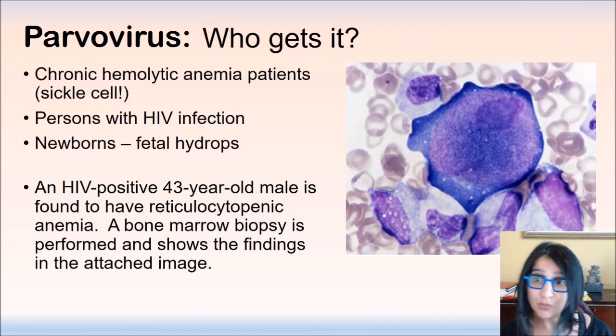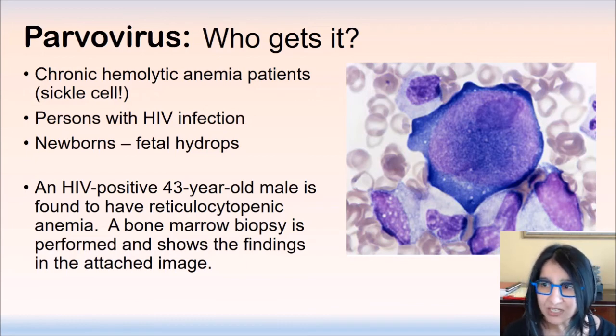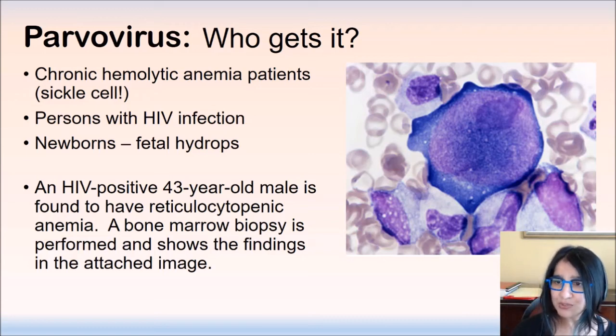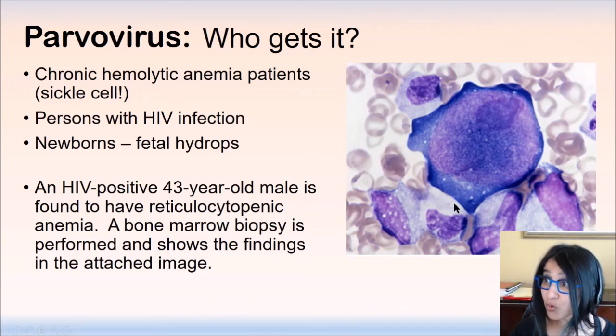So let's look at this question. An HIV positive 43-year-old man has reticulocytopenic anemia. A bone marrow biopsy is performed and shows what you see here, that characteristic parvovirus inclusion in an erythroid cell.